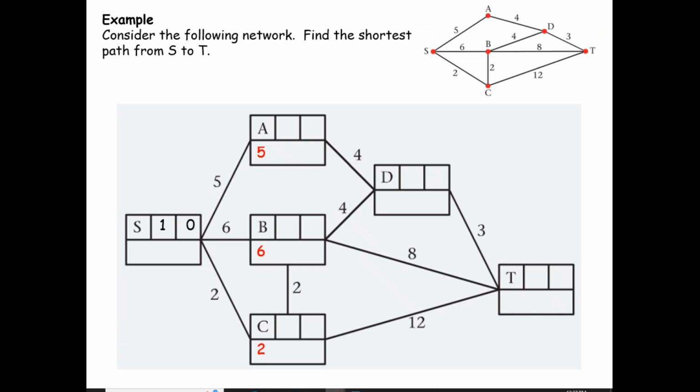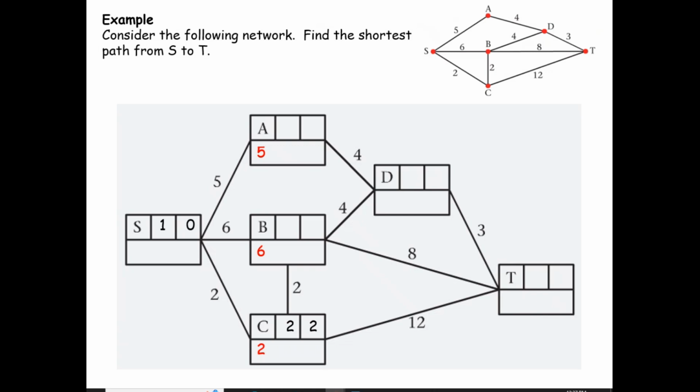Select the shortest of those, which is C, 2, and that becomes permanently labeled now. So you're going to label up C with a number 2. It's the second node that you've added into your algorithm. And this is a distance of 2 from S as well. So that working label value now becomes a permanent label.